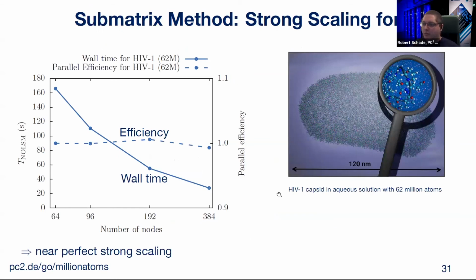Now here is a little bit more interesting example than bulk water, namely the previously mentioned HIV-1 virus capsid in water solution with about 62 million atoms in total. Here you can again see the number of nodes, up to about 400 nodes, corresponding to 1,500 GPUs, the time for the submatrix method, and then again the efficiency is very close to 1, also for this inhomogeneous system, which shows you again a very nice strong scaling result.